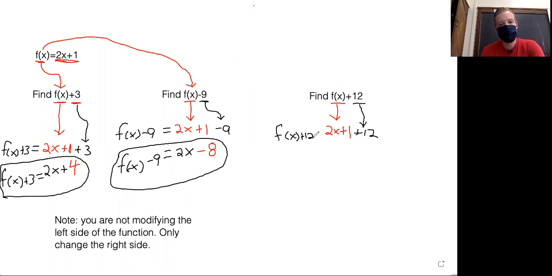plus 12 on the left side because this part right here should always match the left side of our function here. That f of x plus 12 that we're told to find is basically telling us what the left side of our function should look like. So now we know that the 2x is going to stay the same here, but 1 plus 12 is going to give us 13. And so that gives us our final answer.